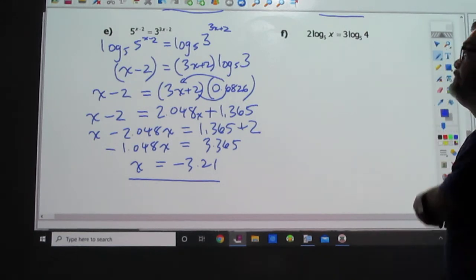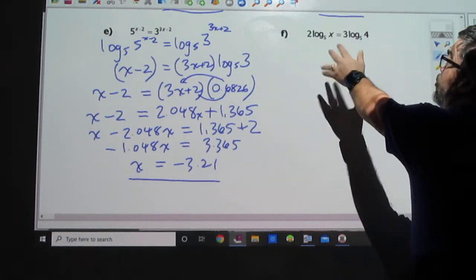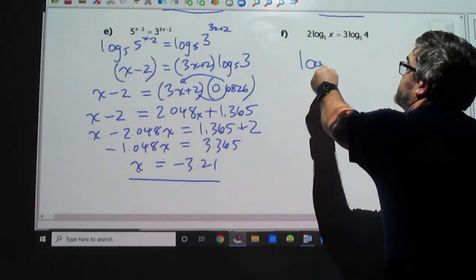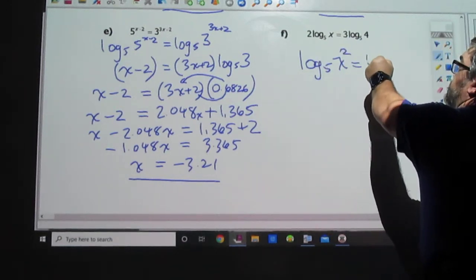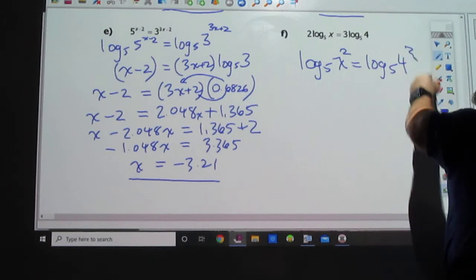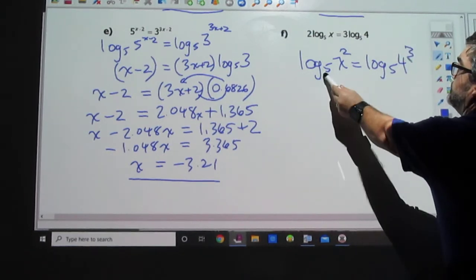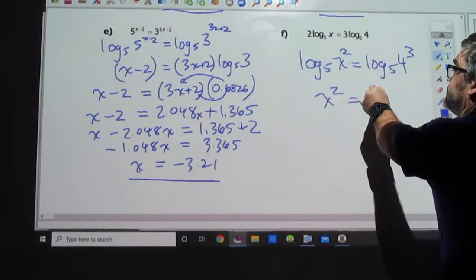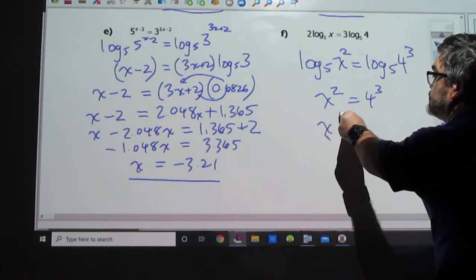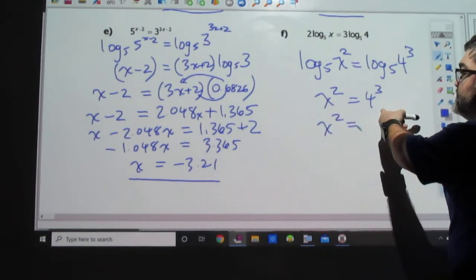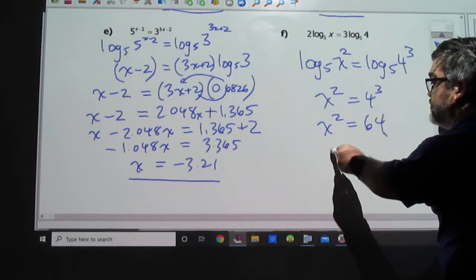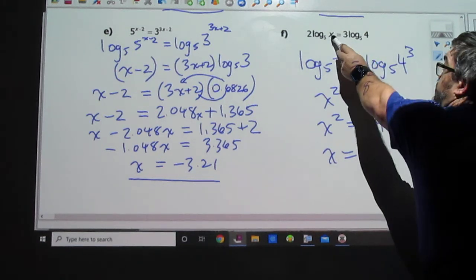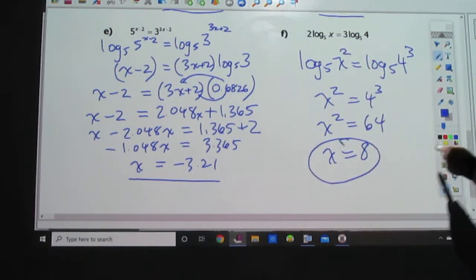So for part F, it looks a little challenging. I'm hoping you might think, let's bring the exponents into the logs first. So we get log base 5 of x squared equals log base 5 of 4 cubed. Now you should see, similar logs, they're the same, I can just forget them. So now x squared equals 4 cubed, x squared equals 4 times 4 times 4, I think that's 64. So x equals 8, and I'm not even going to bother with the negative 8 because we know we can't have a negative there. So that's the only answer.